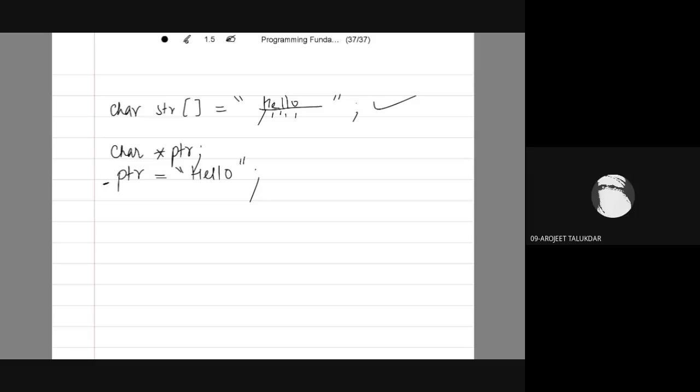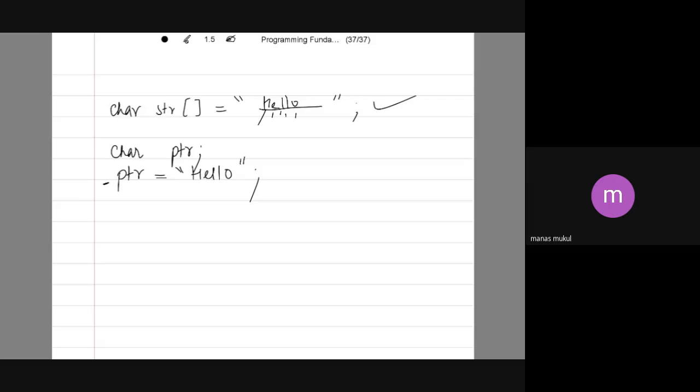Yes, sir, why do we use the asterisk sign in between the char and the ptr? This is used to declare a pointer variable. Were you absent for the class where I introduced pointers? Yeah, sir, I was absent on many days.